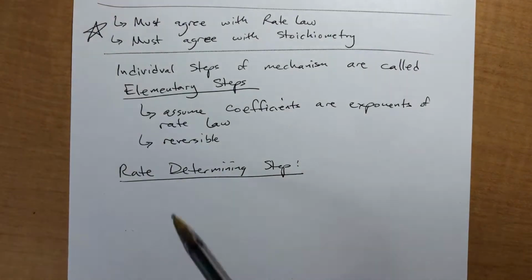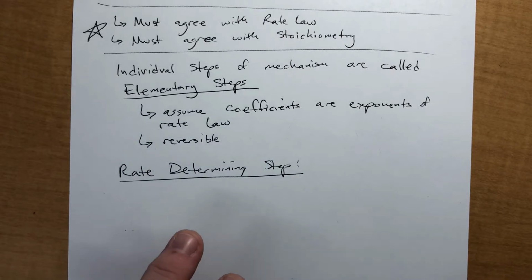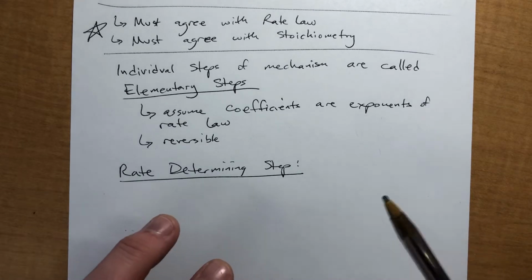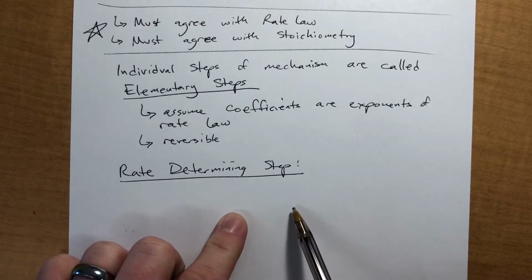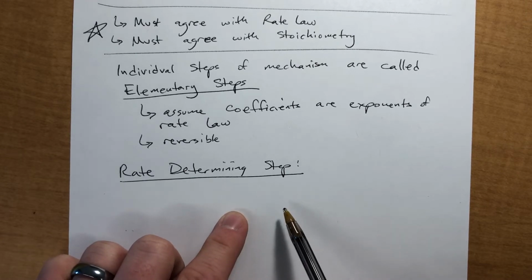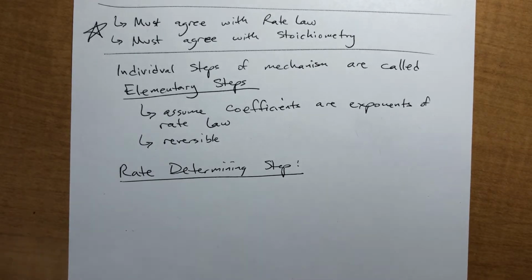And the idea is if you have multiple steps in a reaction, usually the difference in speed between the fast step and the slow step is like tens of thousands of orders of magnitude. So it's not like, oh, this one is 5% faster. It's usually like 50 billion times faster. So usually, whatever the slowest step is in the mechanism, we can assume that that is the rate of the overall reaction.